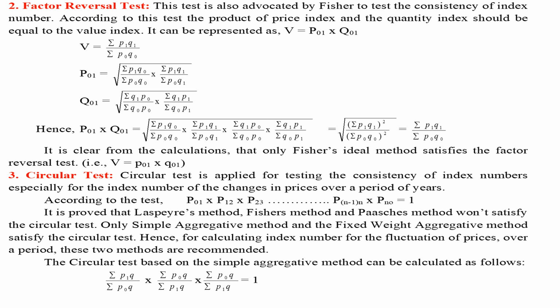3. Circular test. The circular test is applied for testing the consistency of index numbers, especially for the index numbers of the changes in prices over a period of years. According to the test, P01 x P12 x P23 ... Pn1 n x Pn0 equals 1. It is proved that Laspeyres' method, Fisher's method and Paasche's method won't satisfy the circular test. Only the simple aggregative method and the fixed weight aggregative method satisfy the circular test. Hence, for calculating the index number for the fluctuation of prices over a period, these two methods are recommended. The circular test based on the simple aggregative method can be calculated through the formula mentioned here.